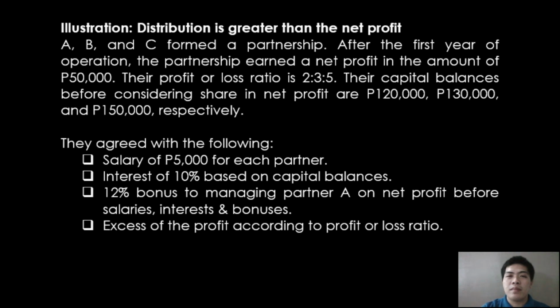So, paano yan? So, meron daw silang profit na 50,000. Then, yung profit or loss, the same pa rin, 2:3:5 or 20%, 30%, 50%. Then, yung kanilang capital balances, where we have 120,000, we have 130,000, and we have 150,000. Then, they agreed the following. Salary of this time, 5,000 for each partner. Interest of 10% based on capital balances. Then 12% bonus to managing partner A on net profit before salaries, interest, and bonuses. Then yung excess daw, kung meron, according to profit or loss ratio.